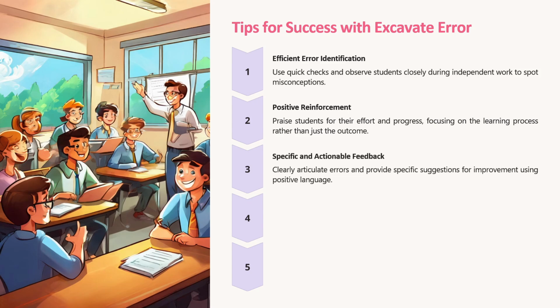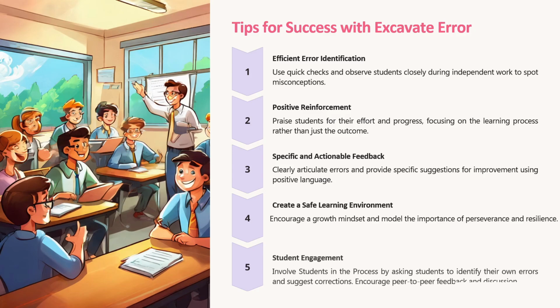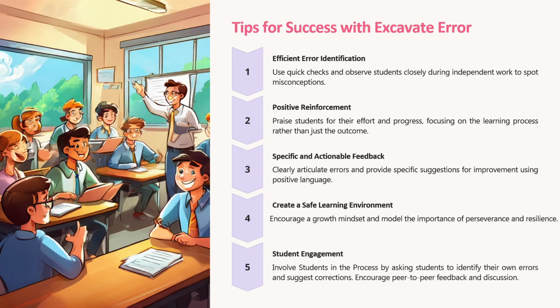The third tip is specific and actionable feedback, wherein we clearly articulate errors and provide a specific suggestion for improvement using positive language and avoid negative criticism. And fourth is to create a safe learning environment, wherein we encourage a growth mindset and model the importance of perseverance and resilience. And lastly, student engagement, wherein we involve students in the process by asking questions to identify their errors, and they can suggest corrections also.